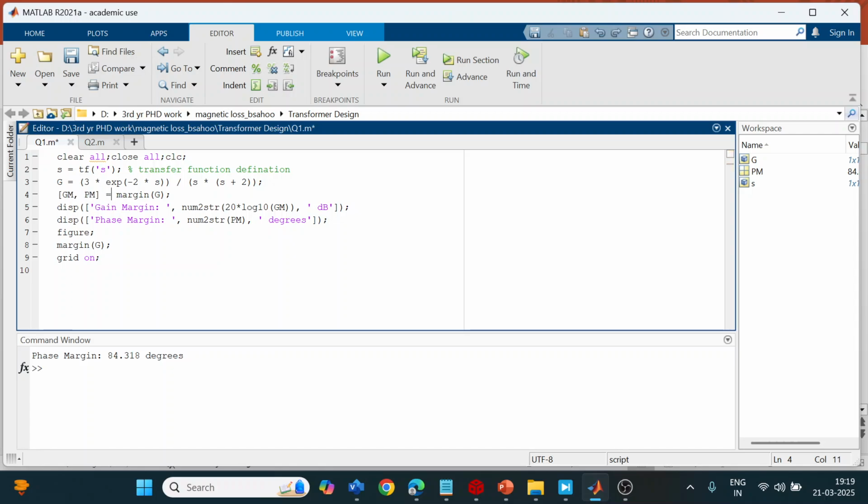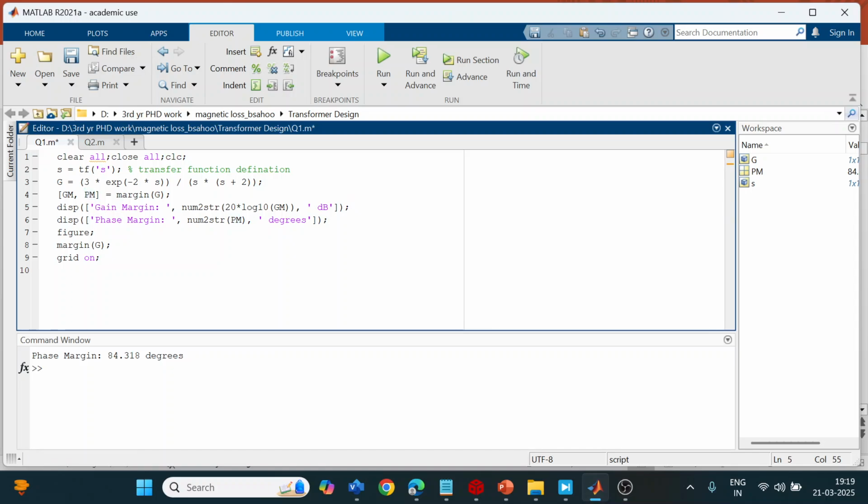This margin g is a function that gives me the gain margin and phase margin. So I am specifying here that I require gain margin and phase margin. If you want omega gc or omega pc, you can write those out as well. Gain margin, phase margin, gain crossover frequency, phase crossover frequency, all four things MATLAB will show you. But I am interested in the gain margin and phase margin, so you write that I require the gain margin and phase margin.